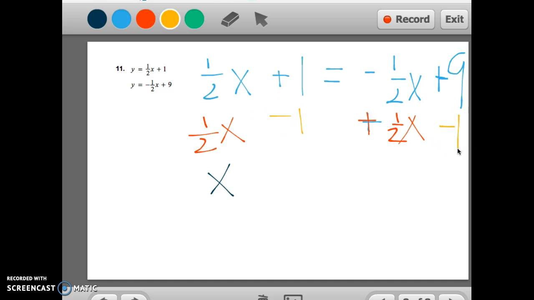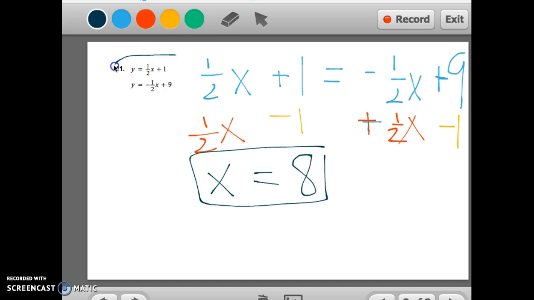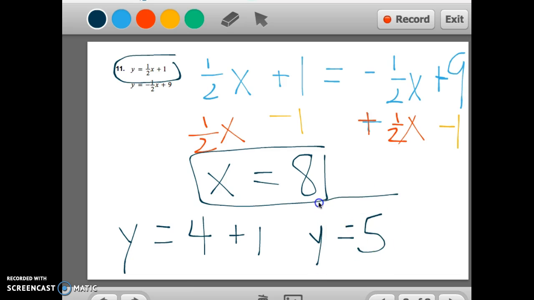And that's just going to give us x equals 8. So we just solved for x. We'll plug that into the top. Y equals half of x plus 1. Well, half of 8 is just 4, right? So 4 plus 1. So y equals 5. And we can just double check that works by looking at the bottom one. Negative half of x is negative half of 8 is negative 4. Negative 4 plus 9 equals 5. So yeah, our answer is 8, 5.